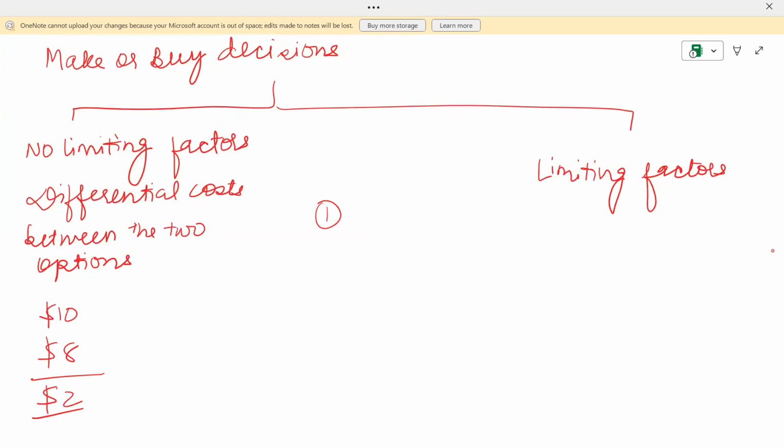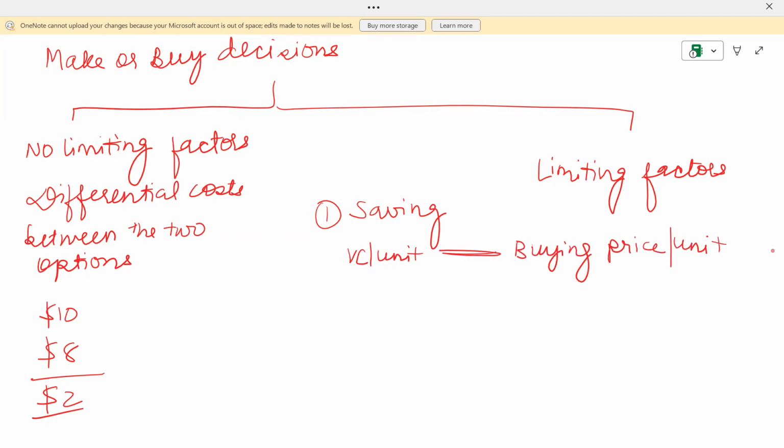First of all, we have to calculate the variable cost to make per unit and to buy per unit. So first of all, we calculate the saving. The saving will be the difference between the variable cost per unit and the buying price, which is how much I can get it for from the market. Then I'm going to divide this by the amount of the scarce resource. Let's suppose time on machine A is my scarce resource.